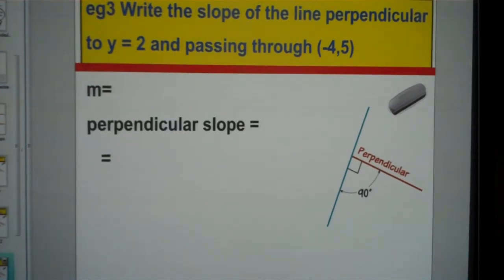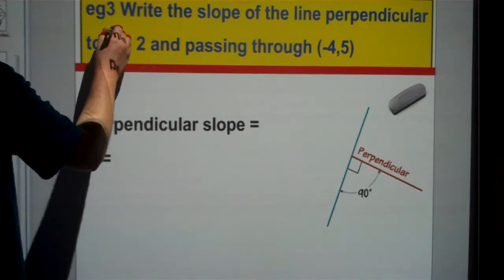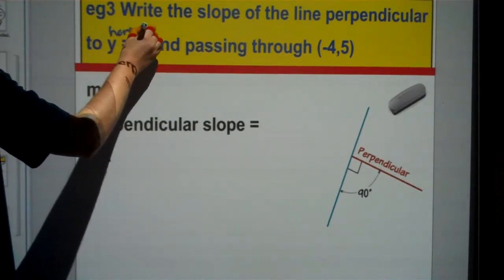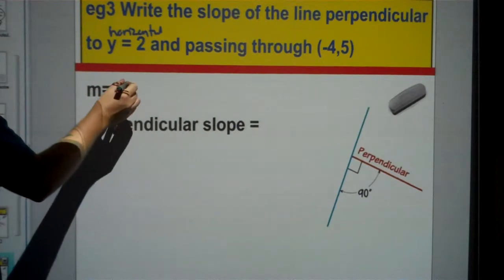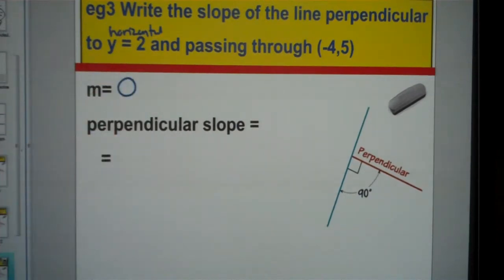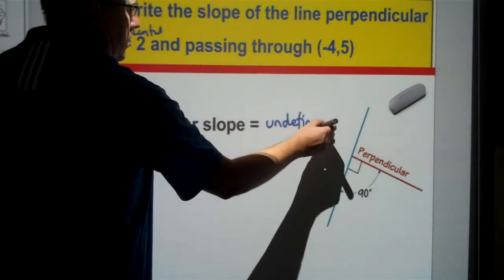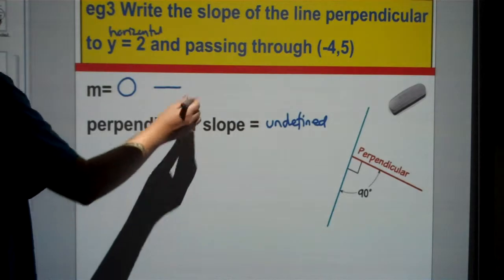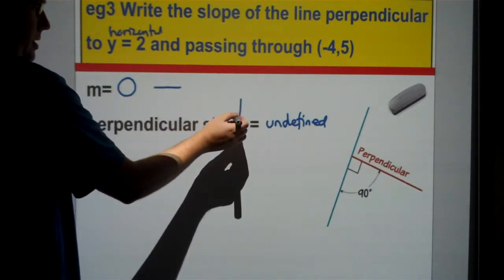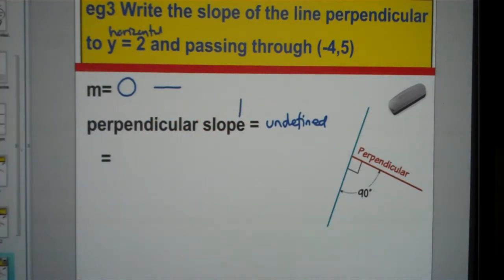Now the last two are those special cases again. So y equals 2, we should know by now, is a horizontal line, and therefore the slope of that line is 0. Therefore the perpendicular slope would be undefined. Because this is a horizontal line, so a perpendicular line would be vertical, which would be undefined.